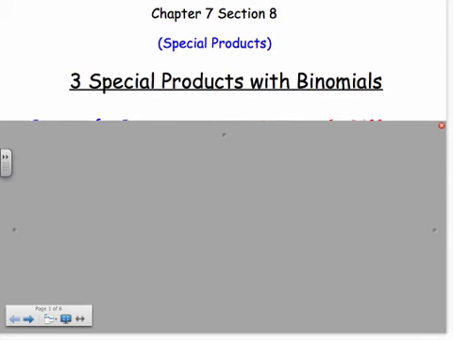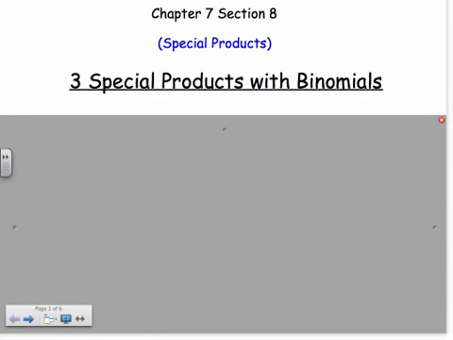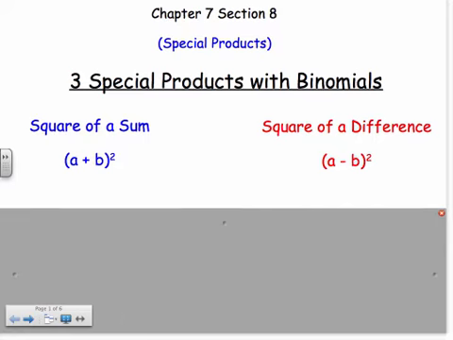But let's look at the special products when we're talking about polynomials. Really looking at a product of two binomials. To start it off, there are going to be three special products with our binomials. The first two deal with squaring either a sum or a difference. In algebraic terms, (a plus b) squared and (a minus b) squared. We'll do some examples to make sense of how these things work.